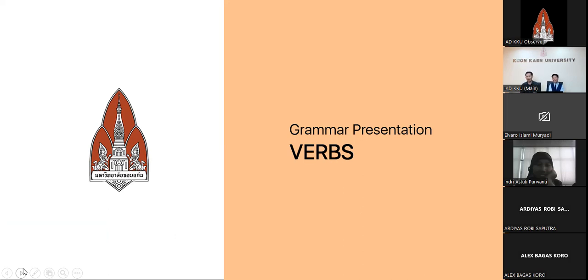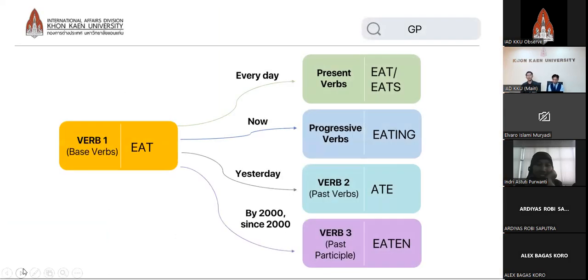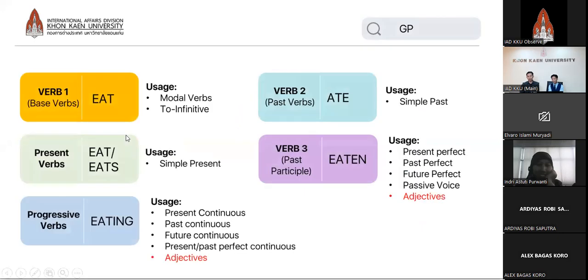When it comes to verbs, probably your teacher taught you verb 1, verb 2, verb 3 only, right? But based on Cambridge, we have 5 types of verbs. When do we use them? Like when you look at "eat," we say this one is the base verb. When do we use it? Normally we use it daily.